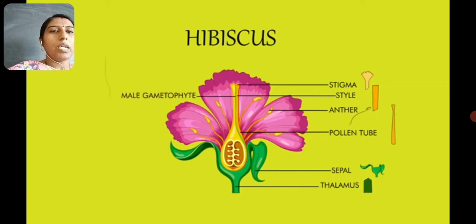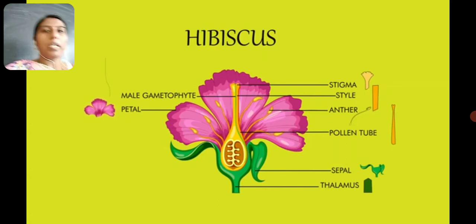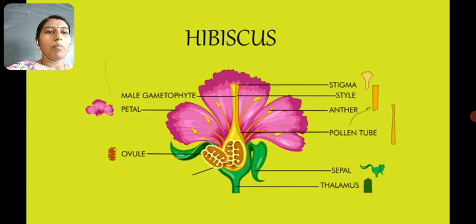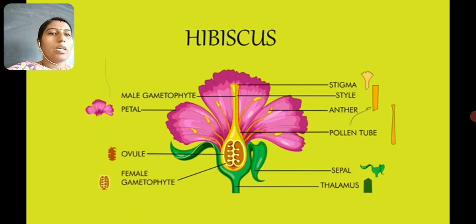Next to that, here the male gametophyte is there, so it contains the anther and filament. These colored parts of the flower are known as the petals, and all together they form the corolla. Down to that, this is known as the ovary or ovule of the flower. Yes, so these are all the important parts. This is known as the female gametophyte. So in the female it comes.